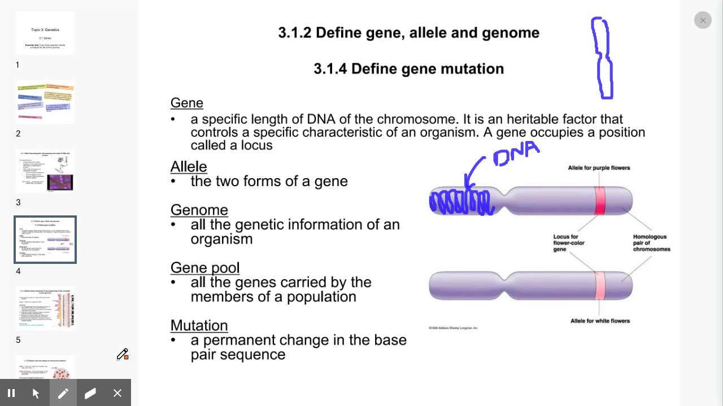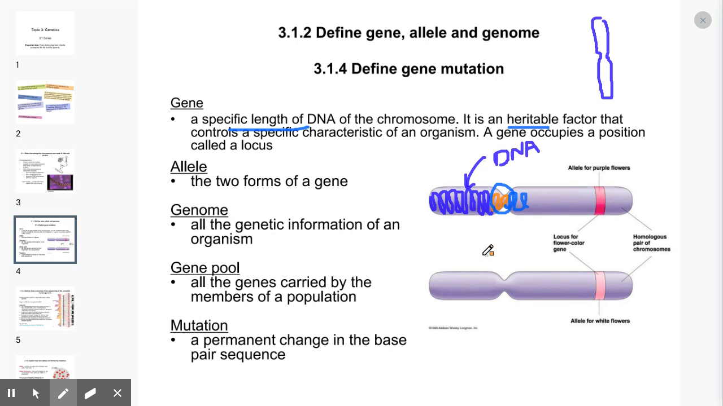So a section of that DNA, and we'll use a different color here, a section of that DNA is called a gene. So here in the middle here, I have this little orange area, and then it goes back to the blue. So here might be the location, right? A specific length of DNA that controls some heritable trait, which means you pass it on from generation to generation. So you have genes, pieces of DNA in your chromosomes.